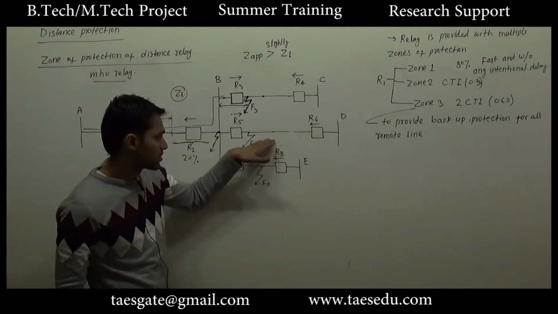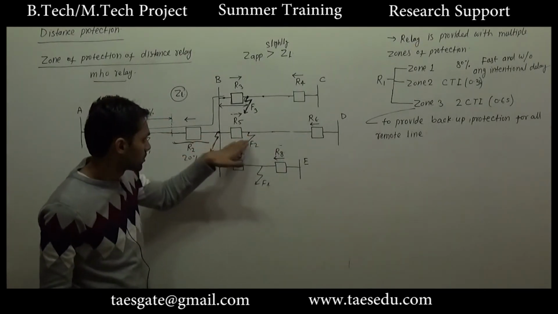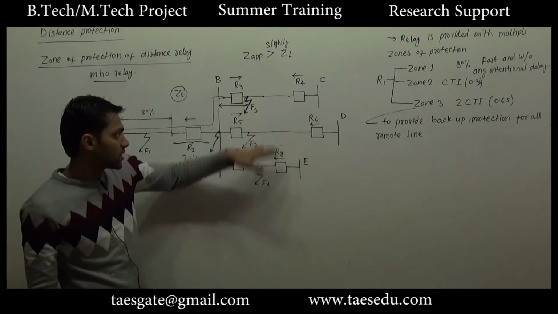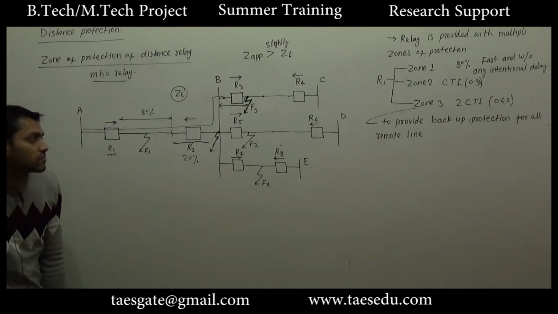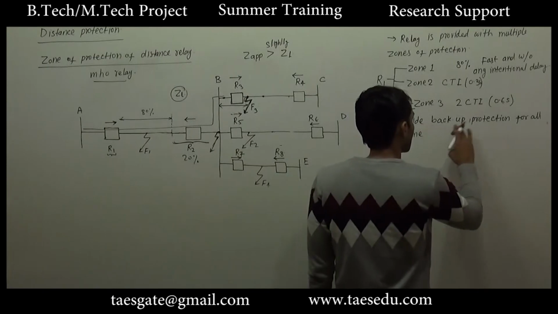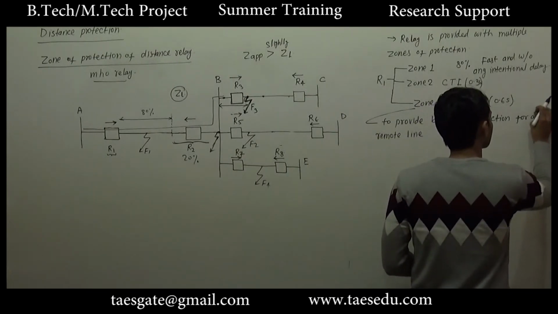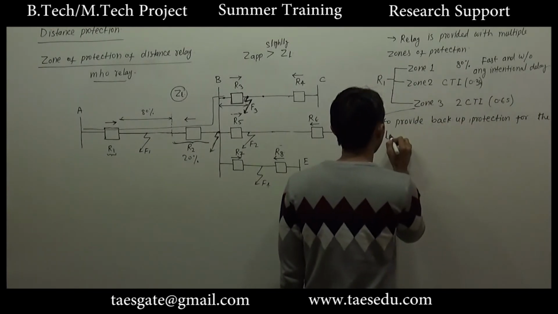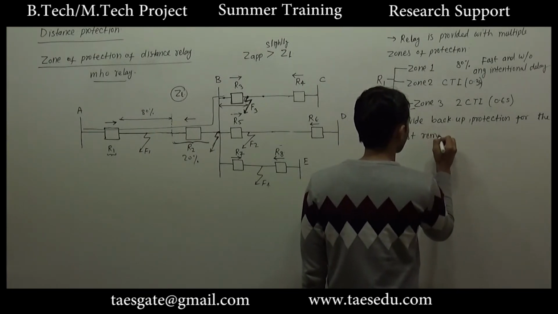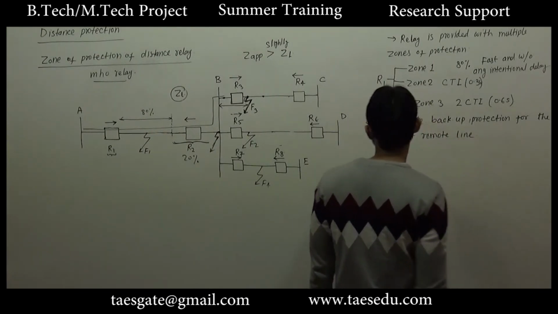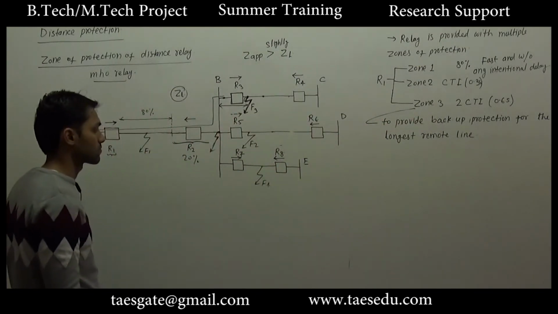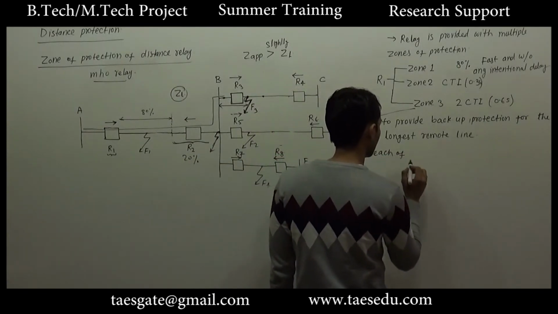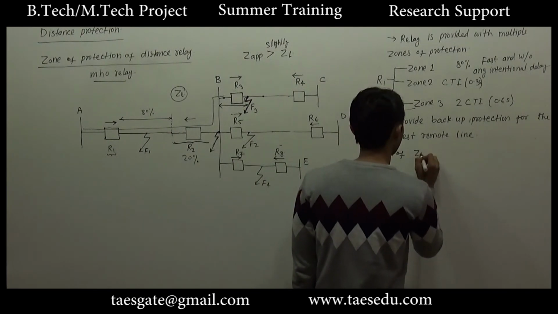Let's say this is the longest remote line. So if it is providing backup protection for the longest remote line, obviously this will also provide backup protection for other lines which are smaller than the longest one. So we will say that to provide backup protection for the longest remote line. Okay, so what should be the reach of zone 3 protection?